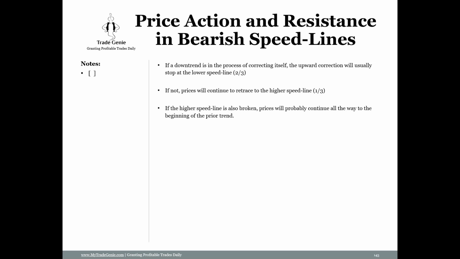All right. So now, price action and resistance in the bearish speed line. If a downtrend is in the process of correcting itself, the upward correction will usually stop at the lower speed line. The lower speed line is the first line from the low. If not, prices will continue to retrace to the higher speed line, which is the 1/3 line. So if the 2/3 line is broken, it will go to the 1/3 line. And if the 1/3 line is also broken, then it's a clear-cut signal that you have to look for the new high. That turning point is over.